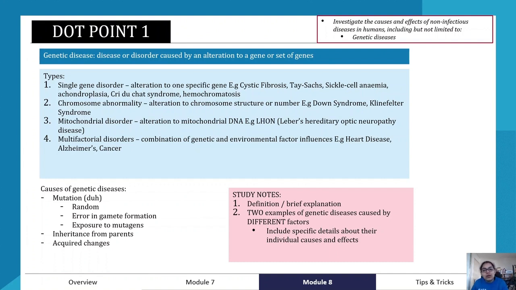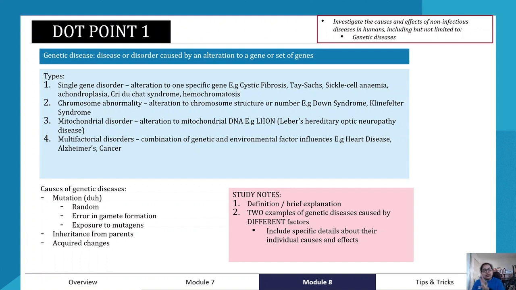Then a mitochondrial disorder is, as evident in the name, when there is an alteration to the mitochondrial DNA, like LHON, so Leber's hereditary optic neuropathy. Finally, multifactorial disorders. This is where we see a combination of genetic and also environmental factors contributing to a disease. So heart disease, Alzheimer's, cancers, they obviously have genetic susceptibility, but they also can be heavily influenced by your environmental factors.